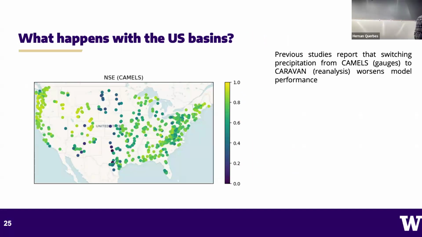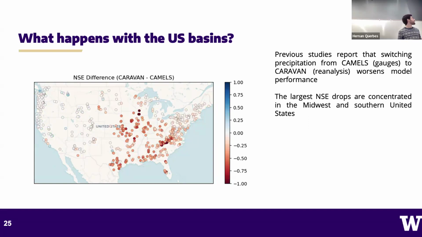So there are a couple of studies that have demonstrated that when switching from CAMELS forcings, that means gauge-based forcings, to Caravan, which are reanalysis products, the NSE distribution drops. So here we can see the distribution in this color map. This is for CAMELS, and when we switch to Caravan, we see a huge drop in the Midwest and on the southern United States. Here we have a plot for the difference of the NSE, and as you can see, that is the region that is most affected by switching these forcings.